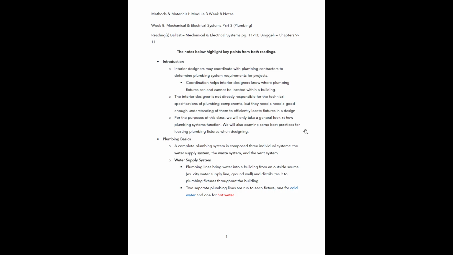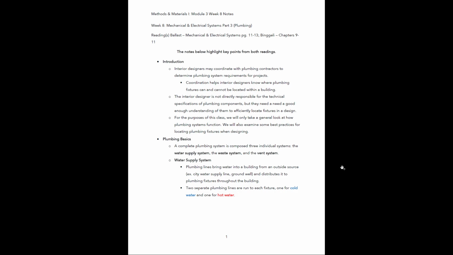All right, so just like last week when we discussed electrical systems, this week's lecture and notes are going to be a lot more picture-based and a lot more just explaining how things function as we go through. All right, so let's hop into some of the plumbing basics and get an idea of how a plumbing system actually works when it's integrated into a building.